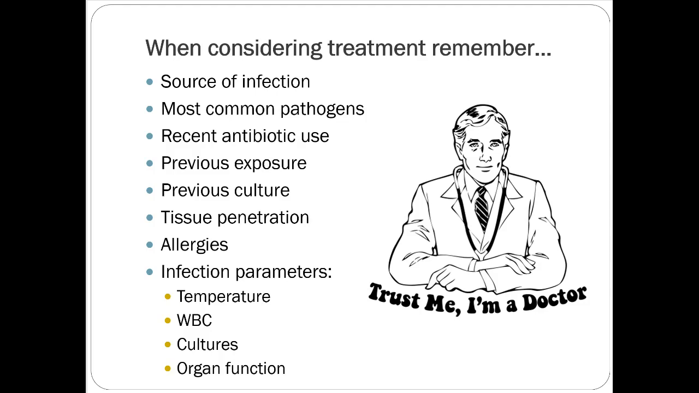Tissue penetration. How well does the drug get to the site of action? That's some of the stuff we're going to talk about today a little bit on a couple different aspects. It really comes into play when you're talking about central nervous system infections and osteomyelitis. So getting drugs into the bones isn't easy, and getting drugs into the central nervous system isn't always the easiest thing to do. Allergies, we just did an example on that, why that's important, of course. Infection parameters, again, reviewing your basic things. So temperature, white blood cell count, what the culture looks like, and how organ function is doing would be all things that could lead you down a pathway of figuring out what type of infection a patient might have.